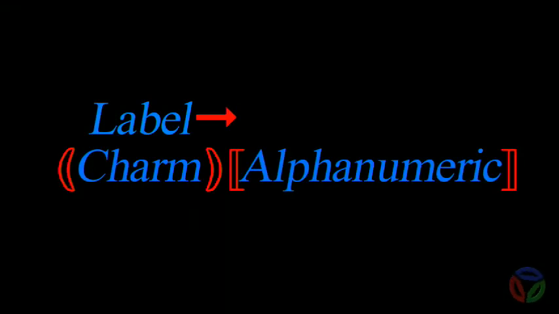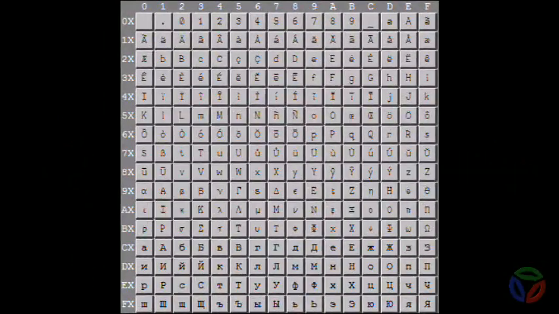A label may consist of a charm by itself, or a charm followed by any number of alphanumeric characters. These are taken from the same subset of Unicode characters as used in identifiers. As with identifiers, alphabetics used in labels are also case-sensitive.